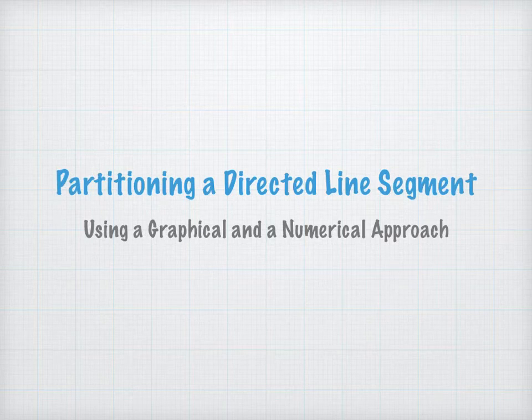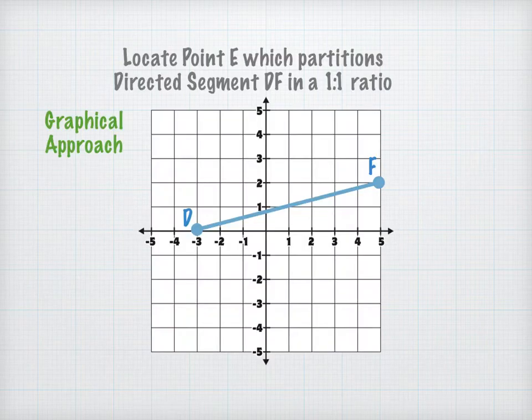In this lesson, we will be partitioning a directed line segment, and we're going to be using both a graphical and a numerical approach. Locate point E along segment DF, which partitions directed segment DF in a 1-to-1 ratio. And we're going to start with the graphical approach.